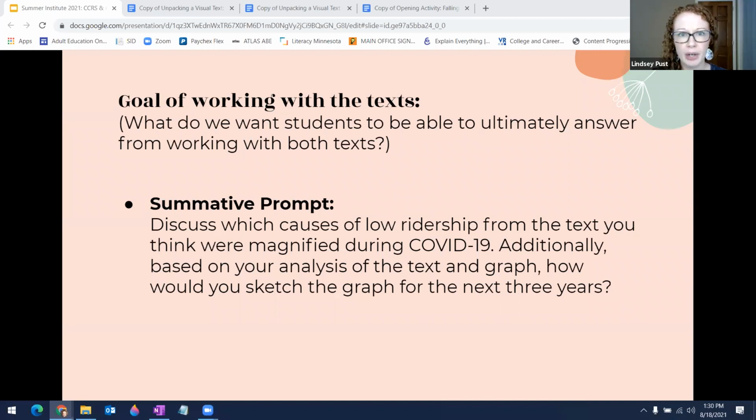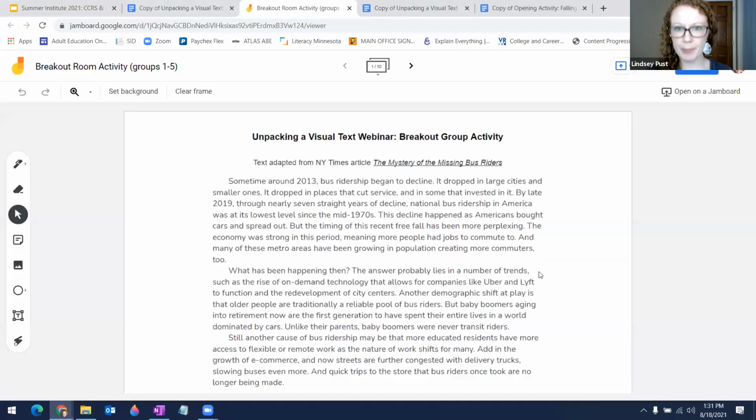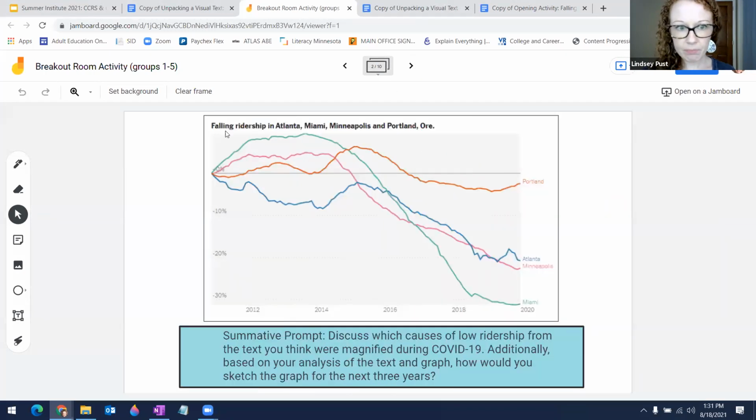So in your breakout groups, you'll have 3 other people, so big groups of 4. When you open a Jamboard, we'll put this in the chat in a moment. You're going to see this as the first screen. So here's the text. Up here on this arrow where my mouse is, you can go to the next screen and you will see the graph and the summative prompt.